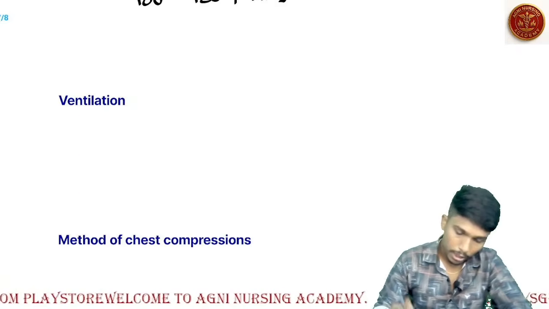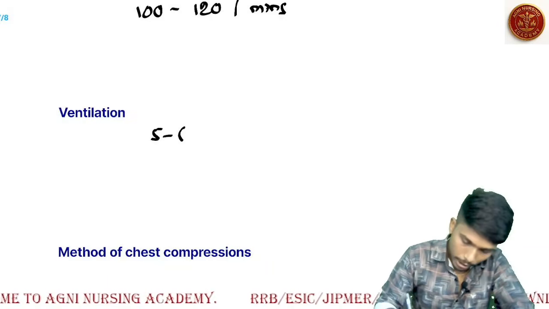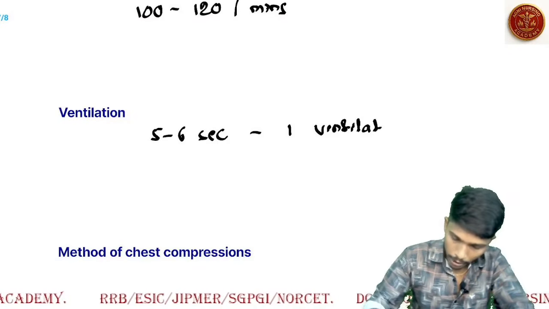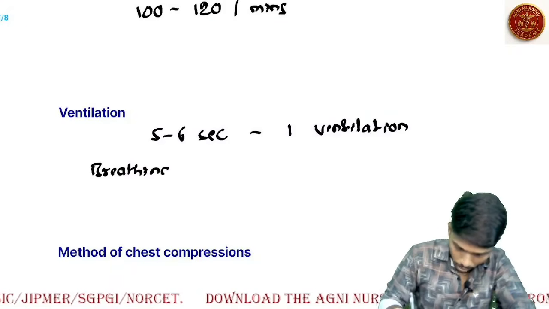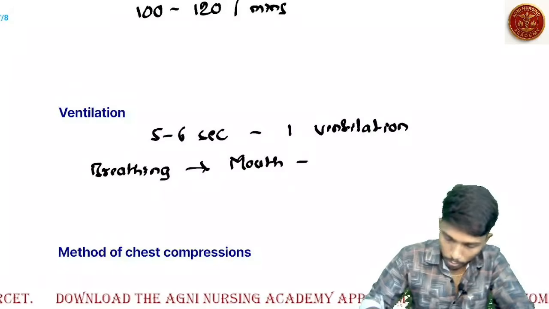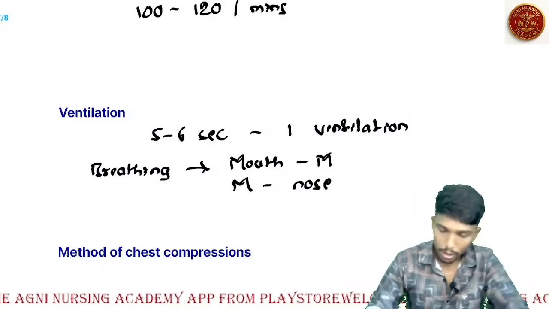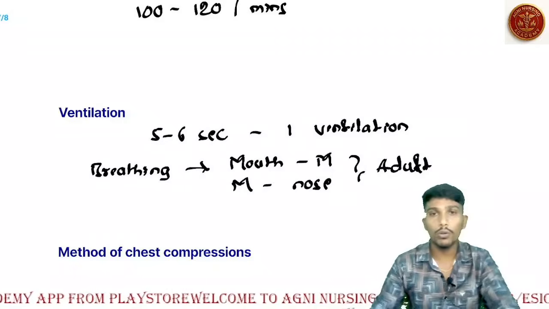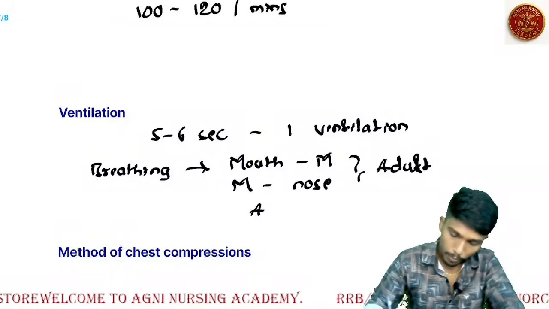And coming to the ventilation, how much ventilation do we have to give? For adult, every 5 to 6 seconds you have to give one ventilation. Ventilation means breathing. You have to give the breath mouth to mouth or mouth to nose. This is for adult. If we have an oxygen device we can use the ambu bag also.